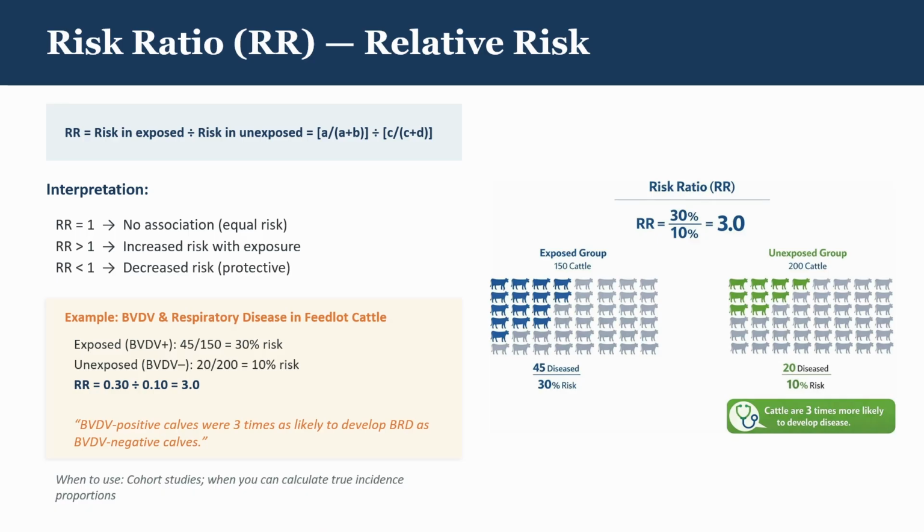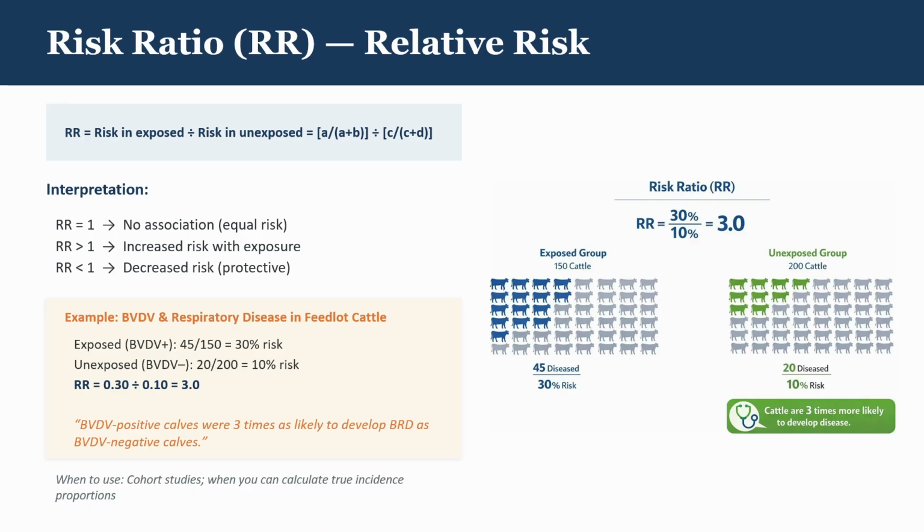RR of 1 means equal risk. The exposure isn't associated with the disease. RR greater than 1 means the exposure is associated with increased risk. RR less than 1 means the exposure is associated with decreased risk. It's protective. A vaccination study with an RR of 0.3 means vaccinated animals are 30% as likely to develop disease as unvaccinated animals, a 70% reduction in risk.